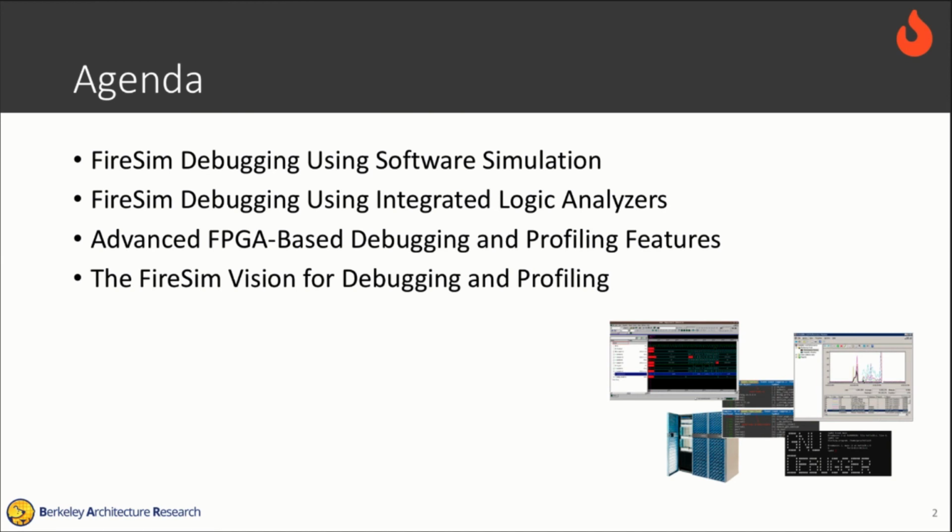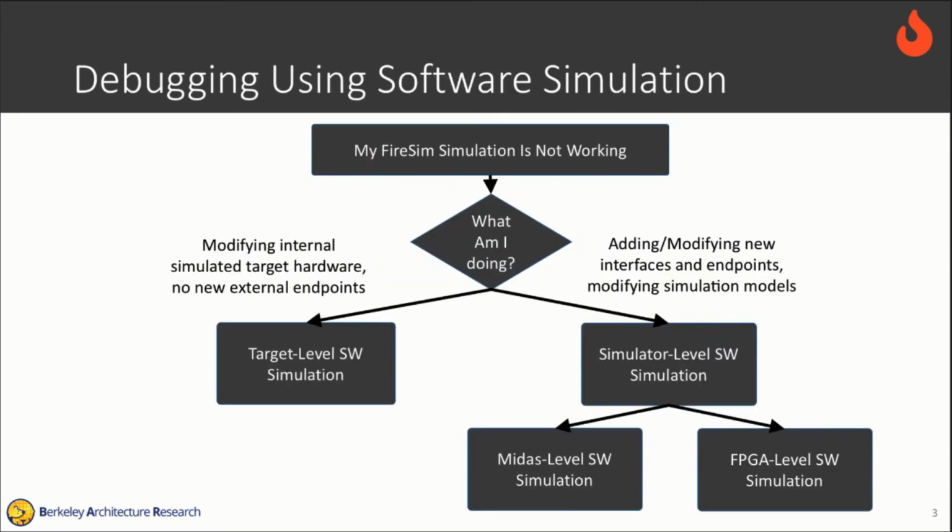So I'm going to talk about a few debugging methods that you can use. The first one will obviously be starting with software simulation because we start with micro benchmarks. We try to identify our bugs in software where we have the most visibility. Then I'll talk about FPGA-based debugging methods, so either ILAs or other features that we provide. And then I'll talk about how we are going to extend FireSim's debugging capabilities.